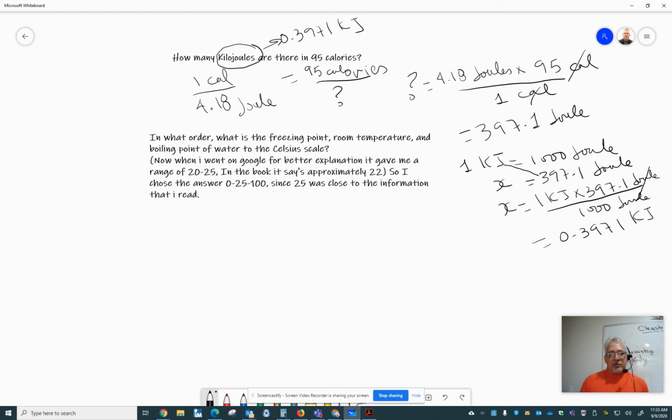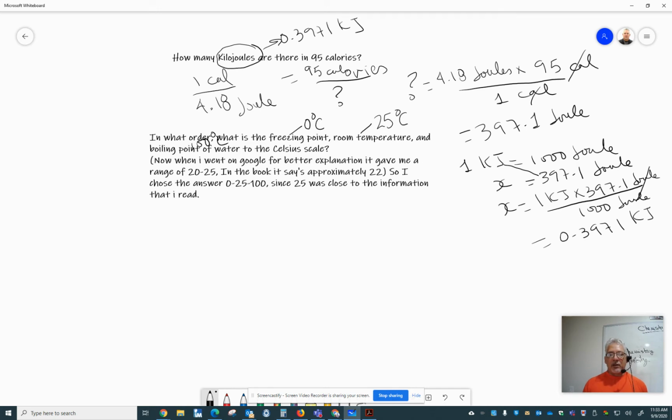The next question you sent was: in what order are the freezing point, room temperature, and boiling point of water on the Celsius scale? The freezing point of water will be 0 Celsius degrees. The room temperature will be 25 Celsius degrees, around that. And the boiling point of water will be 100 Celsius degrees.